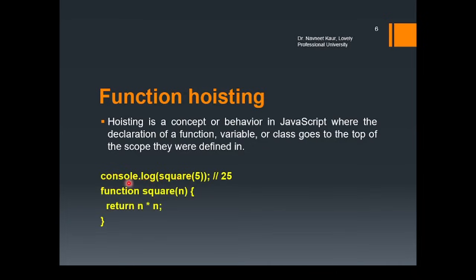You can see that console.log square, the function call, is here. It means the function is being called before it is declared. This is called function hoisting, and there will not be any kind of error in this case. Let's implement this with an example.